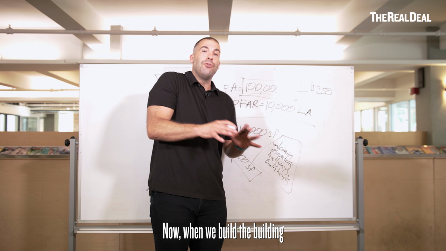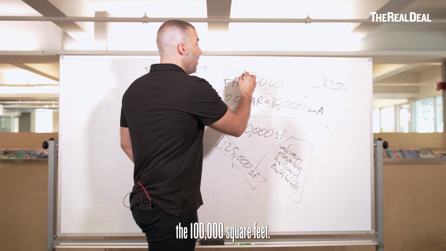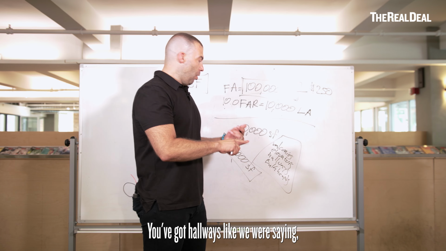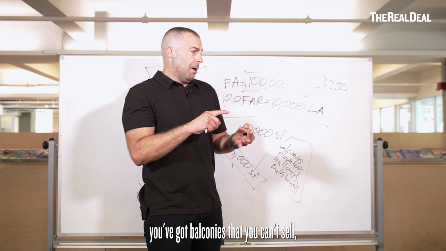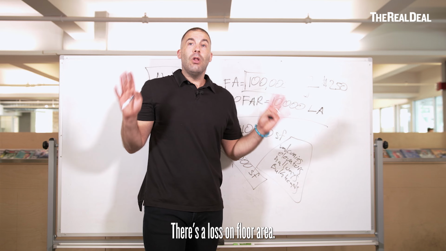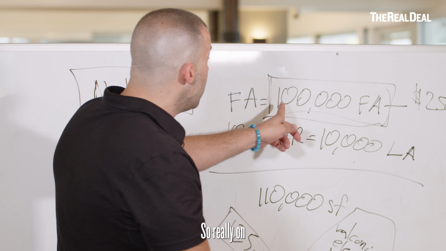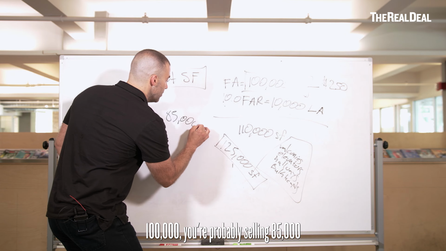Now when we build the building and complete it, we can't sell or rent the 100,000 square feet. You've got hallways, you've got thickness of walls, you've got balconies that you can't sell, you've got a loss factor, we call it. There's a loss on floor area. So really on 100,000, you're probably selling 85,000 square feet.